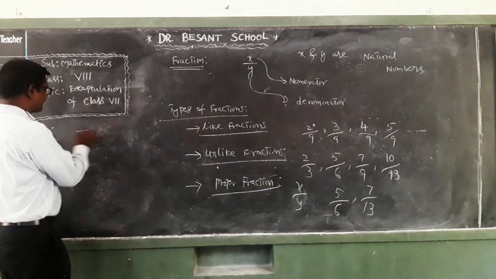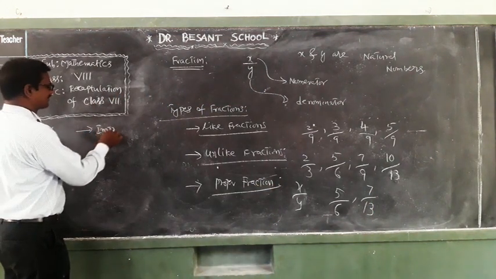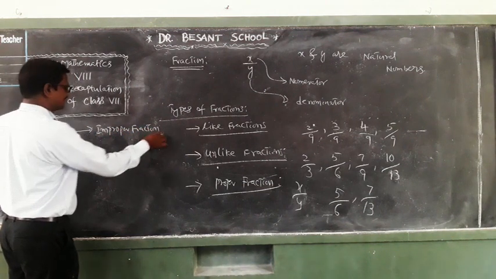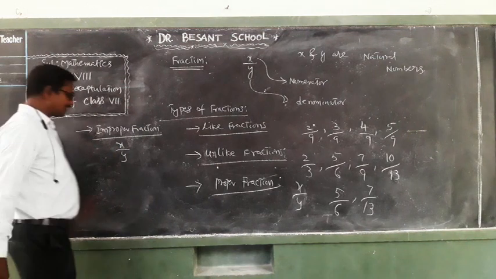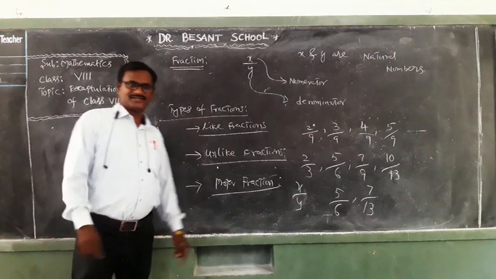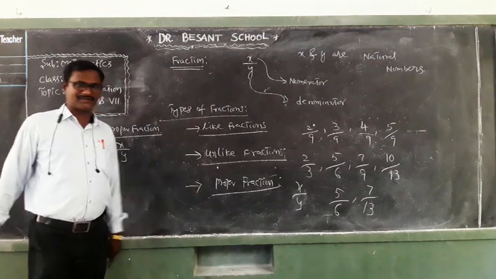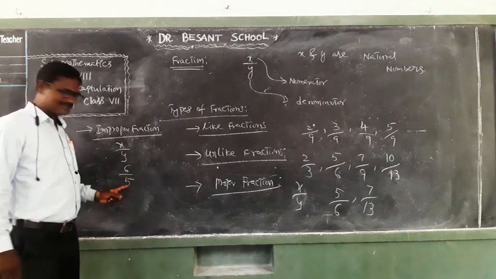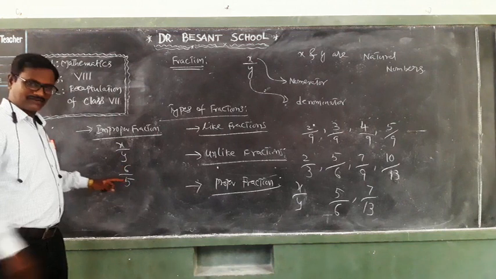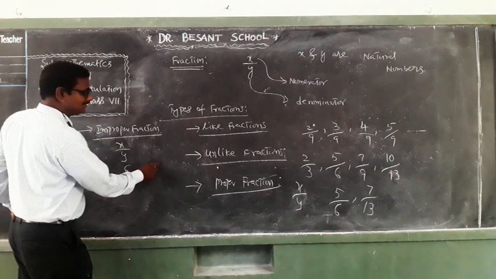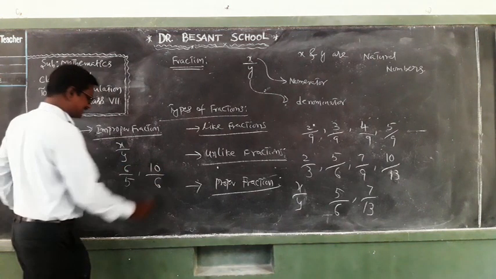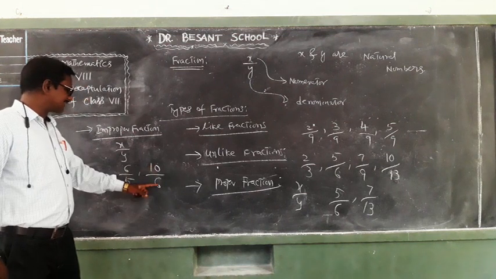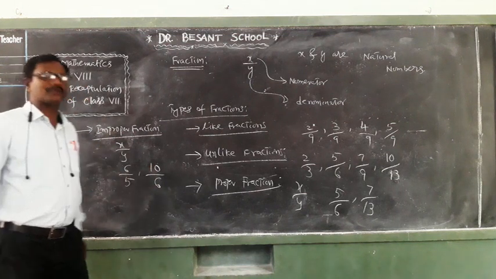And we also completed improper fraction. In any fraction x by y, if the numerator is greater than the denominator, it is called an improper fraction. For example, 6 by 5, here the numerator is greater than the denominator 5. Another example is 10 by 6, the numerator 10 is greater than the denominator 6, so this type of fraction is called an improper fraction.